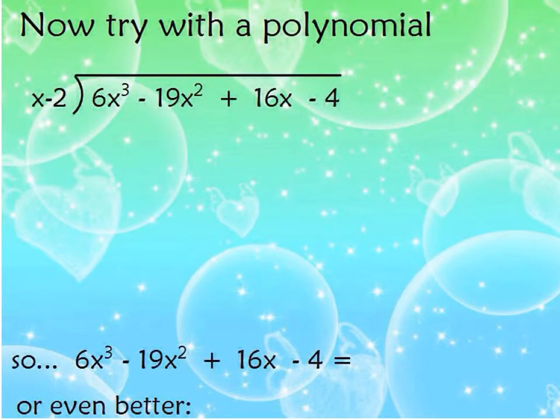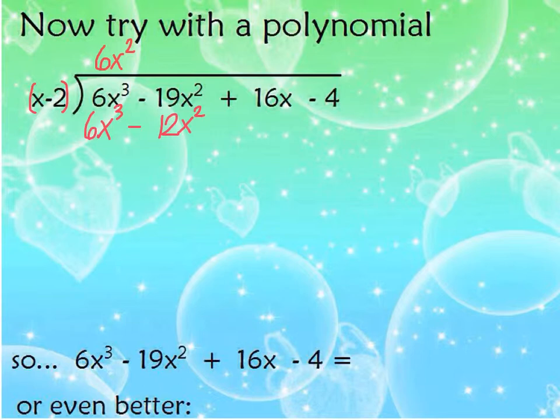So to do this one, we're going to look at basically this first term right here. We're just looking at the x. And we're seeing x times what would get me this 6x cubed. So x times 6x squared would get me 6x cubed. And then once you pick that number, remember you come back and you're going to multiply it by this entire quantity here. So that's going to be a 6x cubed minus 12x squared.